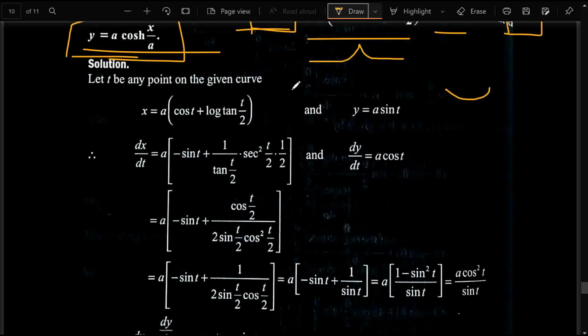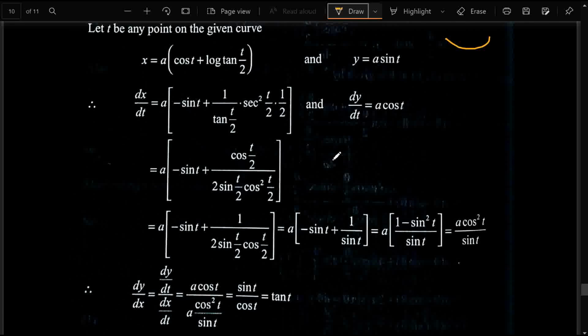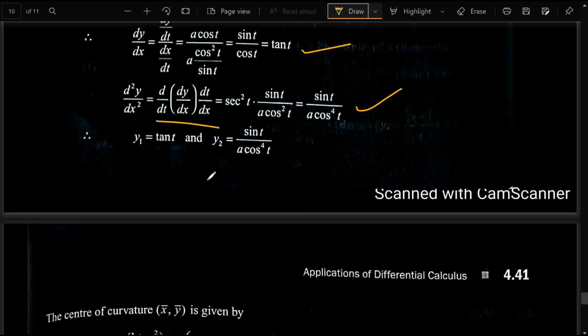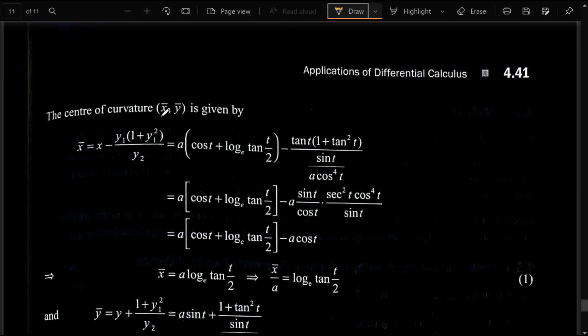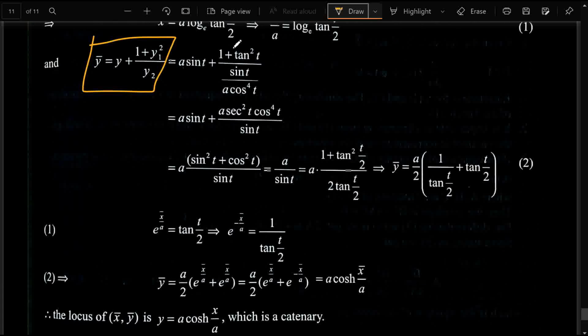So let t be the point on a given curve. So let's take any point t, and now we are differentiating with respect to t and then dividing to get the y1, and now differentiating again with respect to x to get y2. So here you should be careful. And now y1, y2 we got. So now putting it in the formula of x dash, which is the x coordinate, you get it. This is a simple calculation. Just by pausing the screen and seeing the calculation, you can understand what's happening. And then similarly for the y coordinate, this is a simplification.